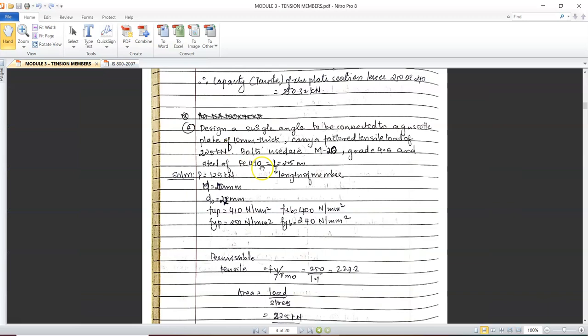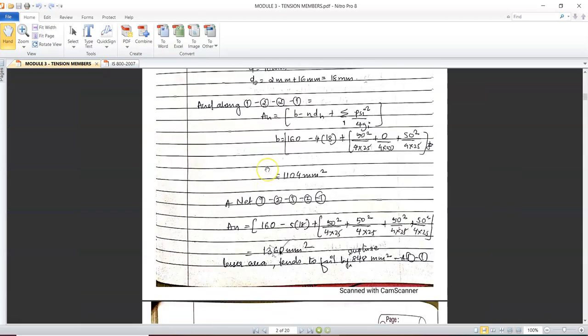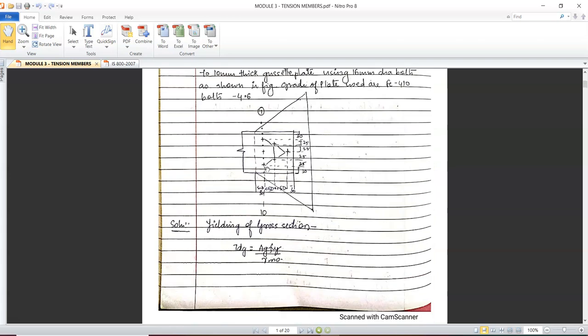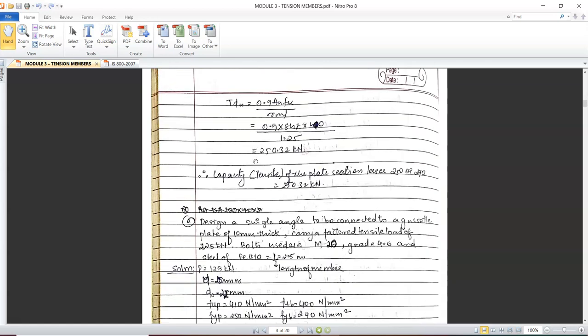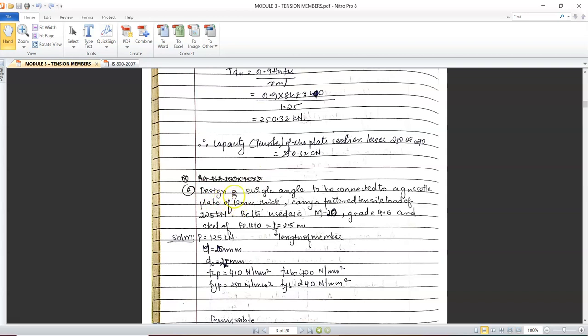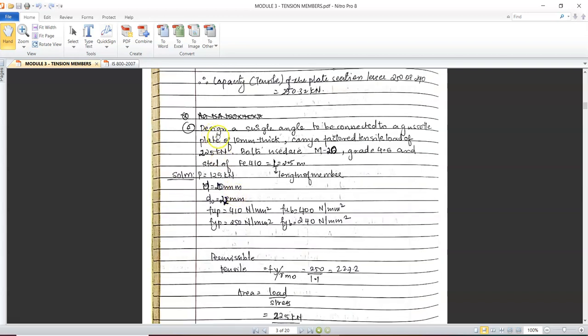Now, moving ahead, we had also seen one problem in these notes. Now, going to the second problem, we'll be designing a tension member. That is problem number 2. It says design a single angle to be connected to a gusset plate of 10 mm thick to carry a factored tensile load of 225 kilonewton. Bolts used are M20. Grade of bolts is 4.6 and that of steel is Fe410.